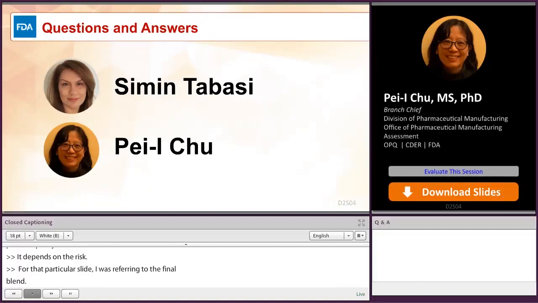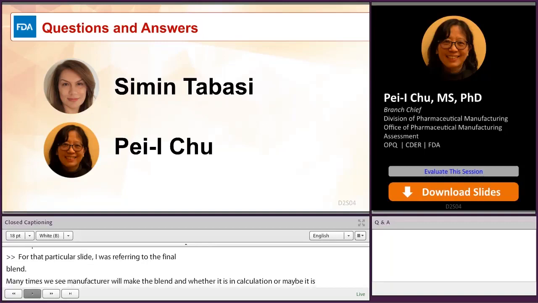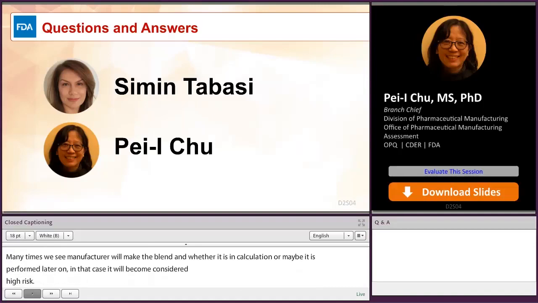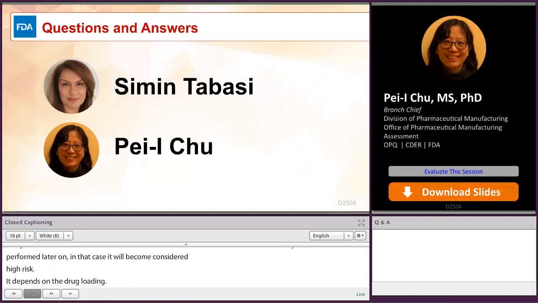Well, I think for that particular slide, I was referring to the final blend, because many times we see that the manufacturer would make the blend, and then the next step, whether it's the encapsulation step or the tableting step, may be performed later on or at a different facility. So in that case, it will be considered a high-risk intermediate.